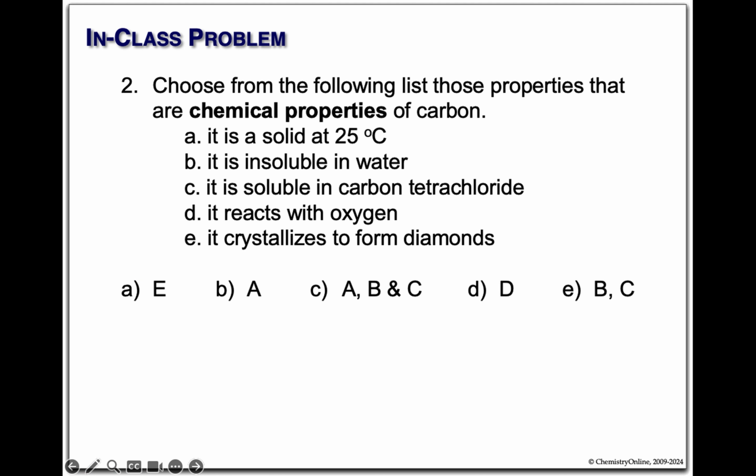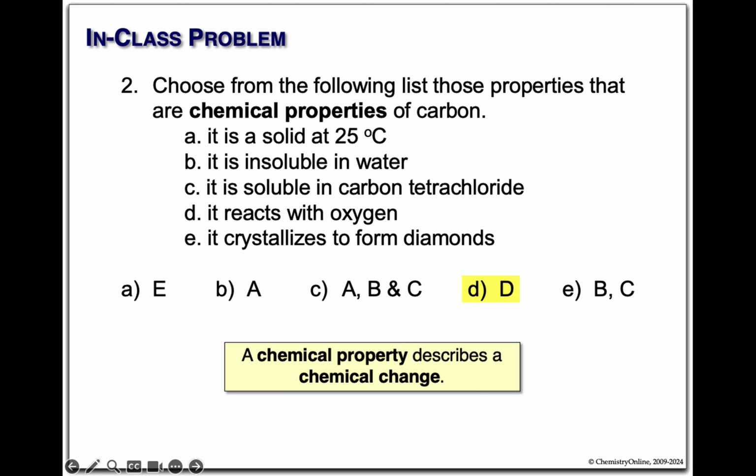All right, what are chemical properties of carbon? It's solid at room temperature. That's physical. Insoluble in water. That's physical. Soluble in carbon 10. Most people didn't know that, but it's physical. React with oxygen. That's chemical. They form diamonds. Diamonds are just carbon. You can burn a diamond just like charcoal.